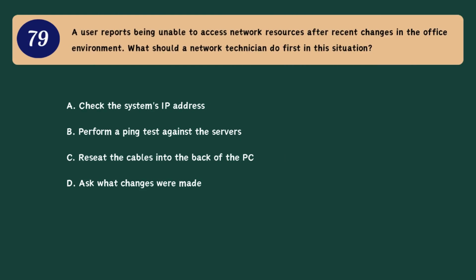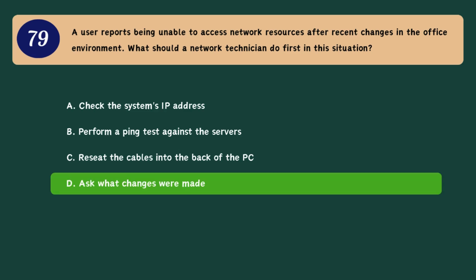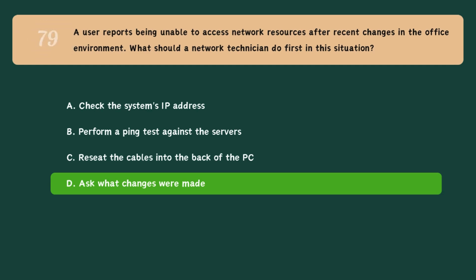Question 79. A user reports being unable to access network resources after recent changes in the office environment. What should a network technician do first in this situation? A. Check the system's IP address. B. Perform a ping test against the servers. C. Reseat the cables into the back of the PC. D. Ask what changes were made. Correct answer. D. Ask what changes were made.